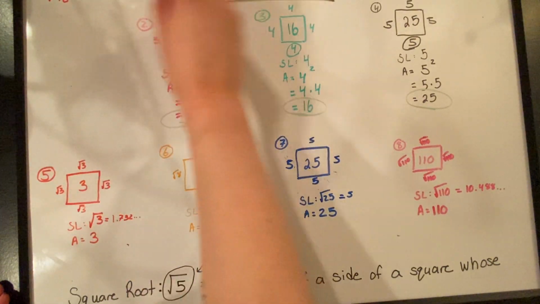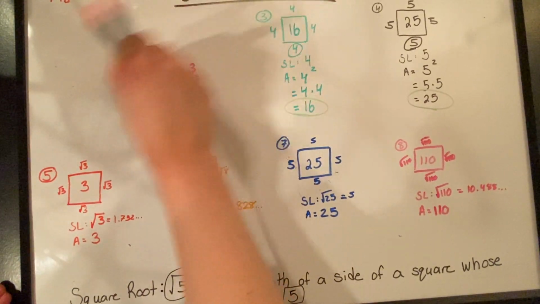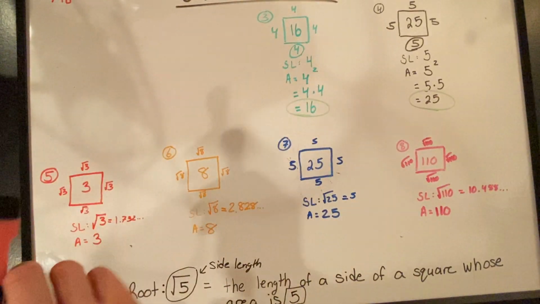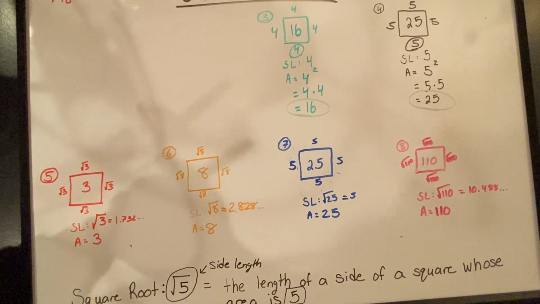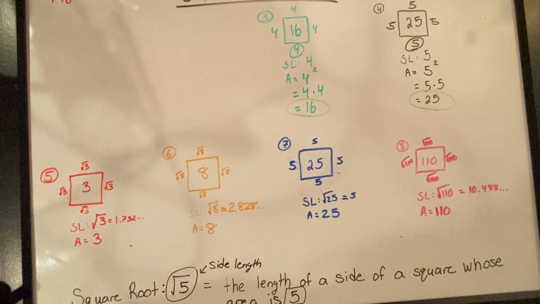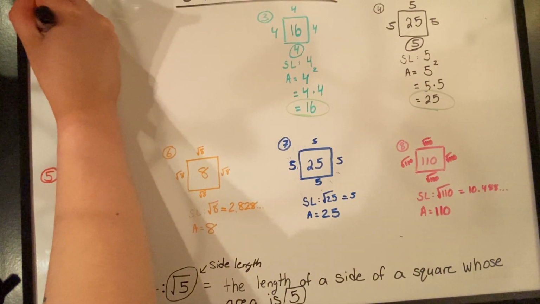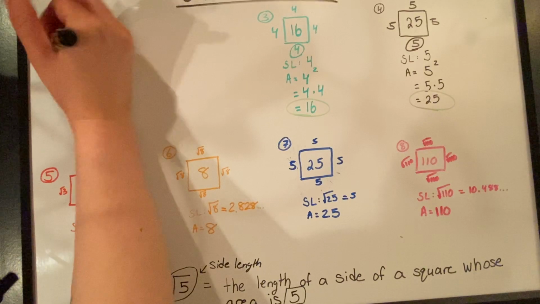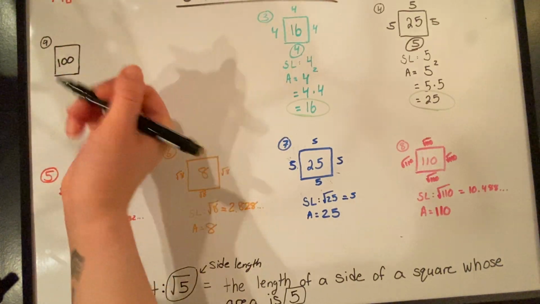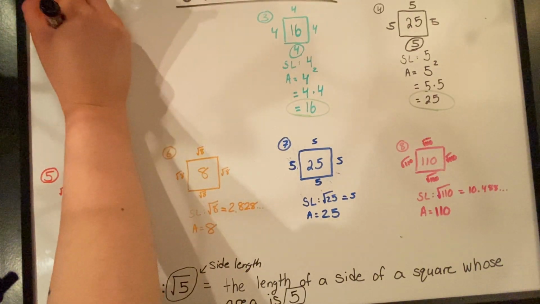We'll erase that one, and we'll just do 2 more examples. Okay, so I'll name this number 9. So I'm going to draw a square. This square will have an area of 100. So what is the side length?